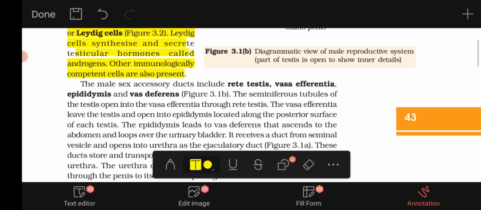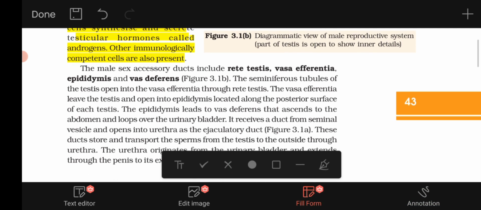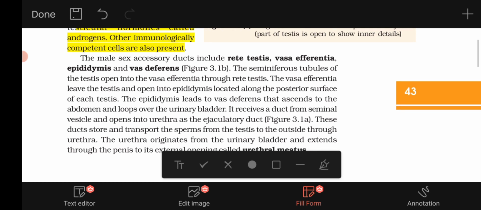The male sex accessory ducts include rete testis, vasa efferentia, epididymis, and vas deferens. The seminiferous tubules of the testis open into vasa efferentia through the rete testis. The vasa efferentia leave the testis and open into the epididymis located along the posterior surface of each testis. The epididymis leads into the vas deferens that extends to the abdomen and loops over the urinary bladder. It receives the duct from the seminal vesicle and opens into the urethra as the ejaculatory duct.